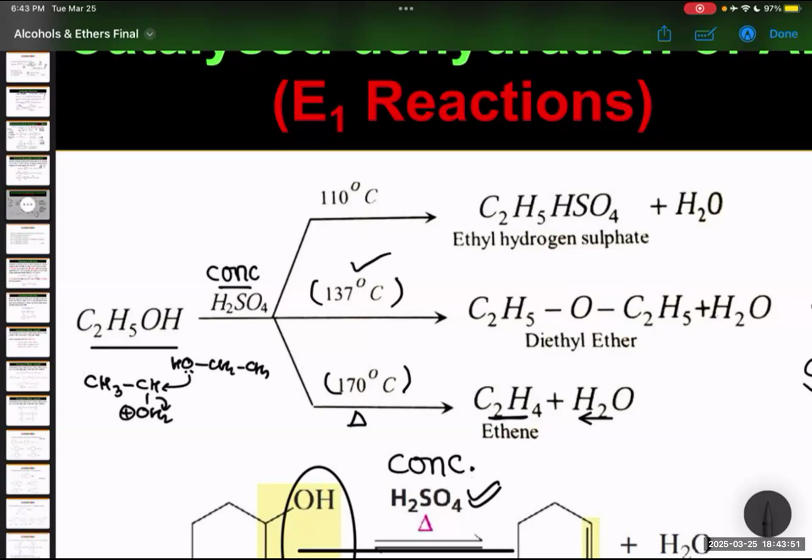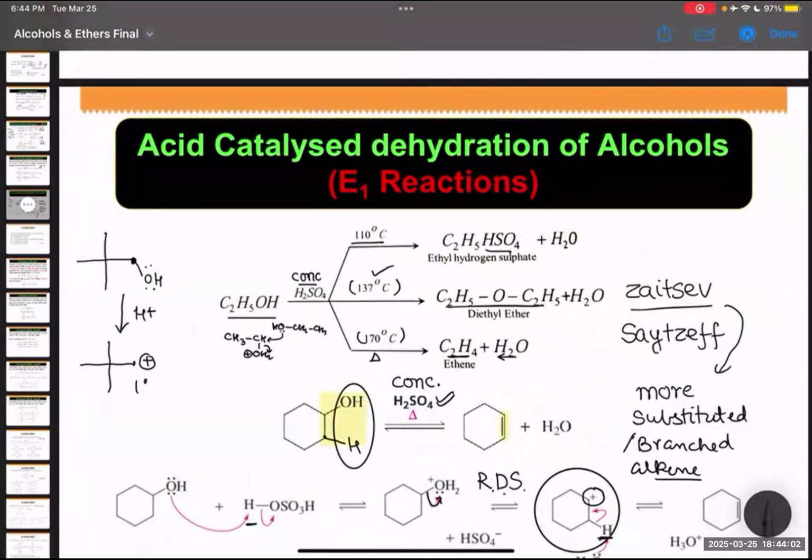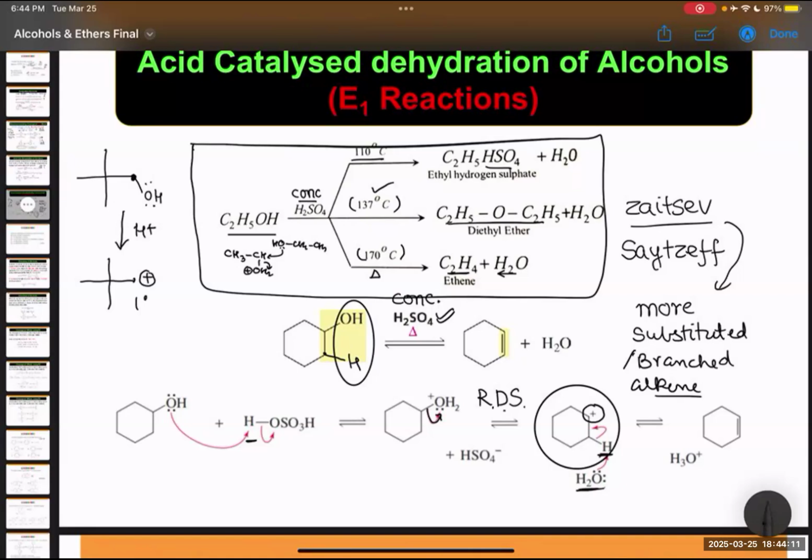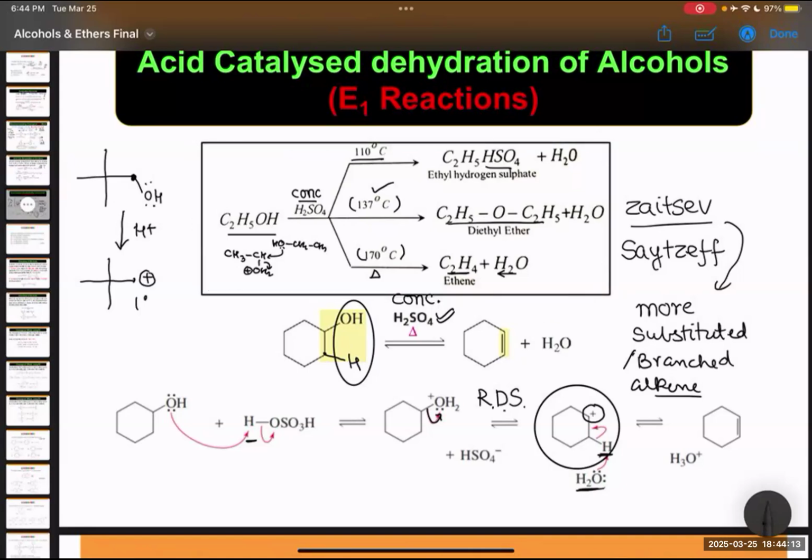Remember the options with the temperature also. At 140 you have ethoxyethane, and at 110 you have H2SO4 being connected, so ethyl hydrogen sulfate being formed on ethanol. Got it? But these are the temperatures for ethanol only, not for other alcohols. Suppose you take a secondary alcohol, then definitely the reaction is going to be quicker. You do not require that much high temperature. I hope you are getting my point.